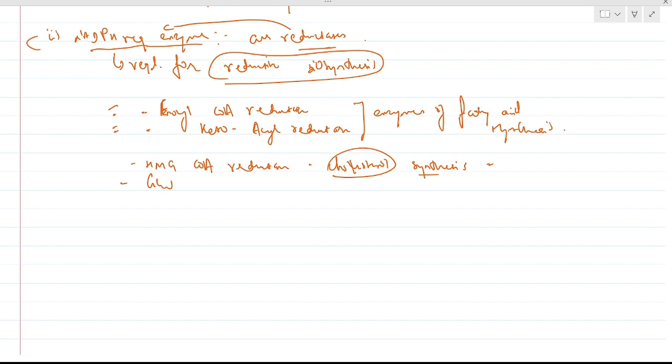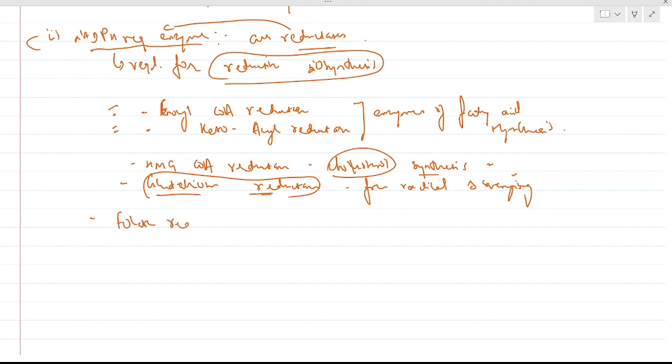Then we have glutathione reductase. This glutathione reductase is an important enzyme which is involved in free radical scavenging. This glutathione reductase we have also seen in the vitamin B2 lecture, that the erythrocyte glutathione reductase activity is assessed for the biochemical assays of vitamin B2, that is riboflavin. Then we have folate reductase.